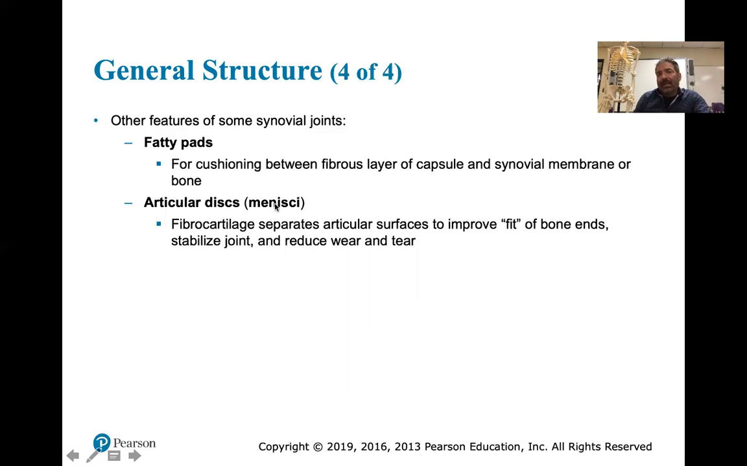Articular disc or meniscus: fibrocartilage separates the articular surfaces to improve the fit of bone ends, stabilize the joint, and reduce wear and tear. So here, this has a little flexible surface. You guys can look in there maybe. Let me get this out of the way. All right, so that's the meniscus.